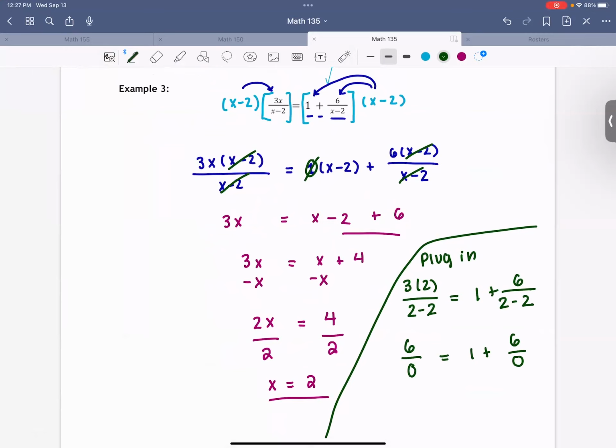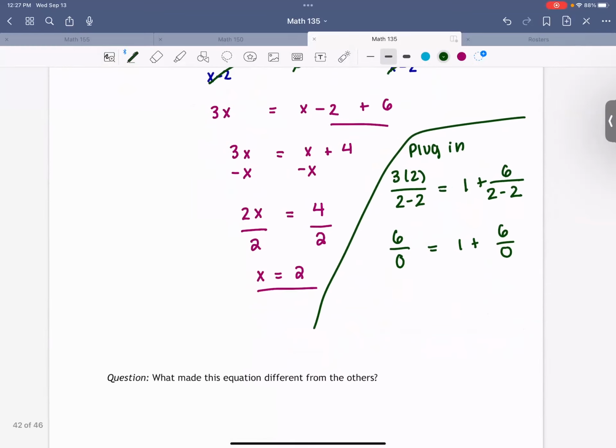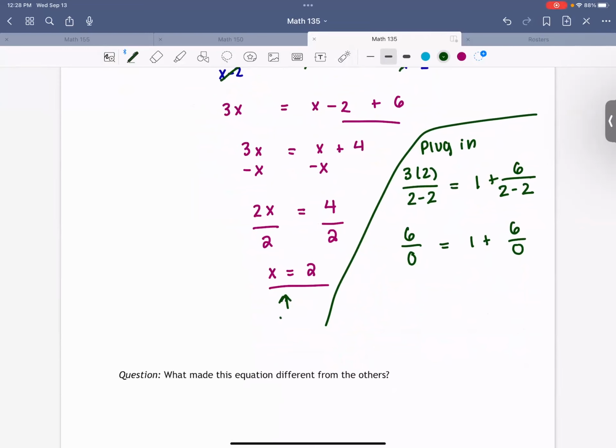Is 2 a solution? No, right? Solutions are things that you plug into the equation and you get something that makes sense and is an equality. If I plug it in, it doesn't make sense. It's not equal, right? That doesn't even make any sense. So 2 is actually not a solution. This is an example of something that has no solutions.